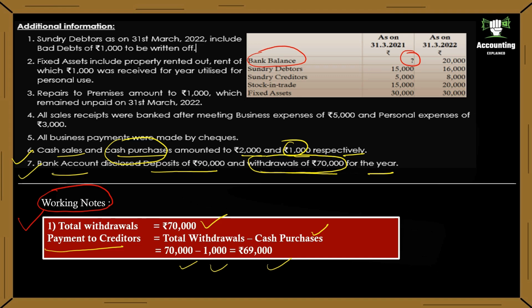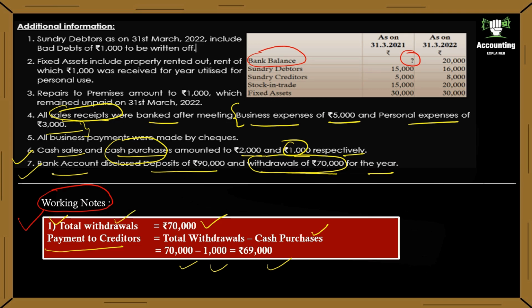Here one thing you have to keep in your mind. See, all sales receipts were banked after meeting business expenses of 5,000 and personal expenses of 3,000. That is why we are not deducting this 5,000 and 3,000 from the total withdrawals, because those expenses are met from the sales receipts and not from the withdrawals.